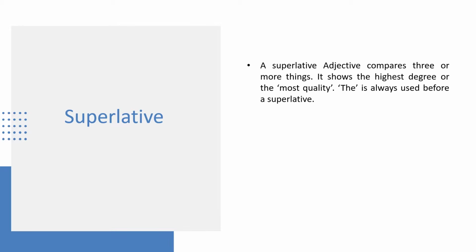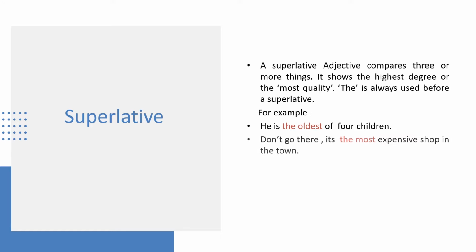Now let us move on to the next concept, which is the usage of the superlative degree of adjective. A superlative adjective compares three or more things. It shows the highest degree or the most quality. Remember, the is always used before a superlative. For example, he is the oldest of 4 children. Don't go there, it's the most expensive shop in the town.